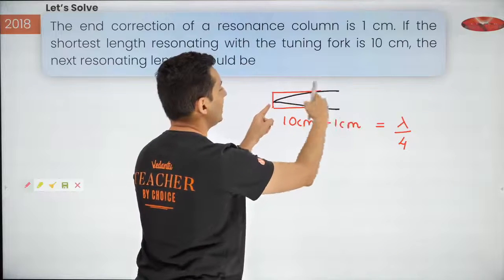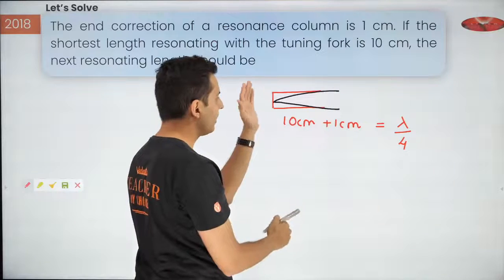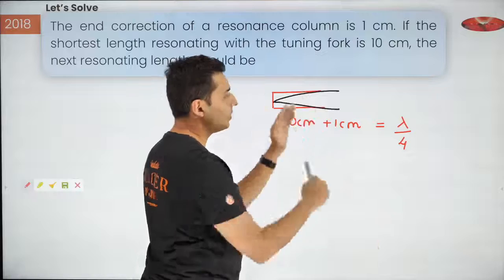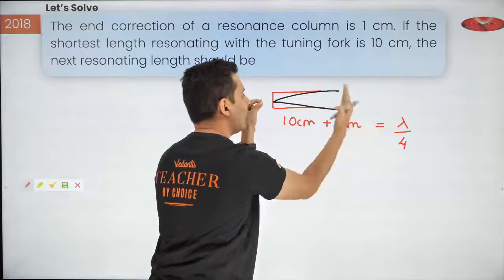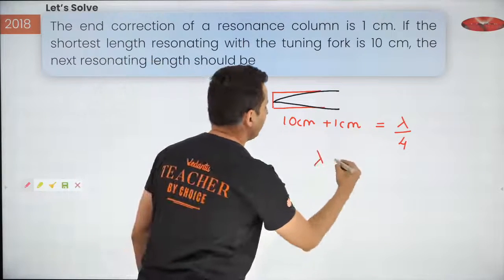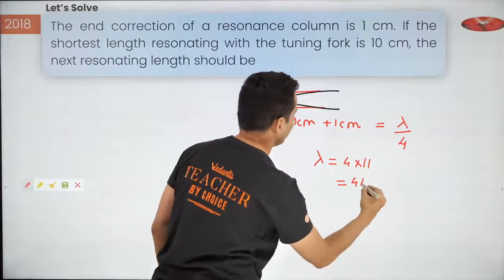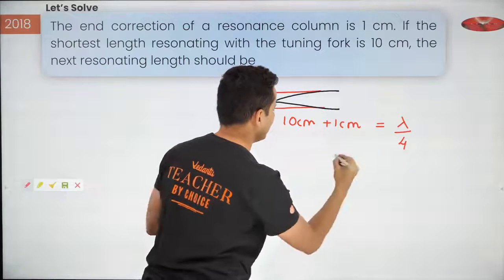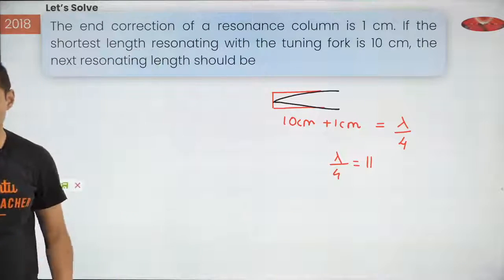Remember, this is lambda by 4, guys. I hope you remember that. I just told you, fixed, free end, closed, open. This is node, antinode. Distance between node and antinode is lambda by 4, because one lobe is lambda by 2, so half of that is lambda by 4. So guys, lambda will be equal to 4 into 11, which is 44 centimeters. I'll just put the value of lambda by 4 as 11 over here.